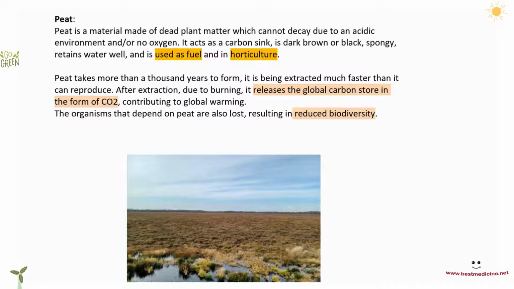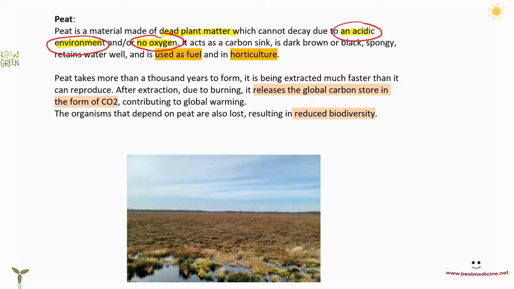So what is peat? Peat is essentially a material that is made of dead plant matter, which becomes trapped in the ground as it cannot decay. This is due to the fact that it is present in an acidic environment without any oxygen. So there are anaerobic conditions and an acidic environment, which means that the decomposers, such as bacteria and fungi, are not able to do their thing. They're not able to work.